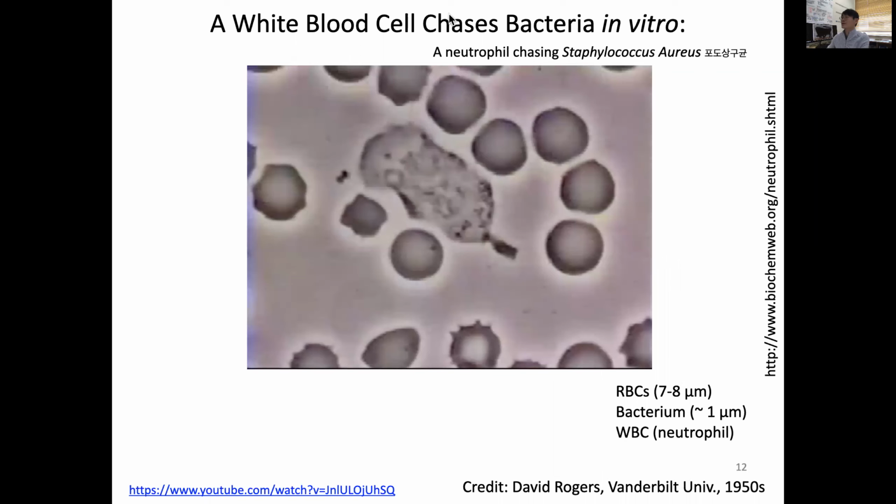So let's first see a white blood cell chase bacteria in vitro. This movie was made in 1950, which is 70 years ago already. But it's very interesting why we are so interested in this cellular aspect. So the big cell here is called a neutrophil, the most abundant white blood cell, which is also called a polymorphonuclear cell. And it is chasing a bacterium here, called Staphylococcus aureus.